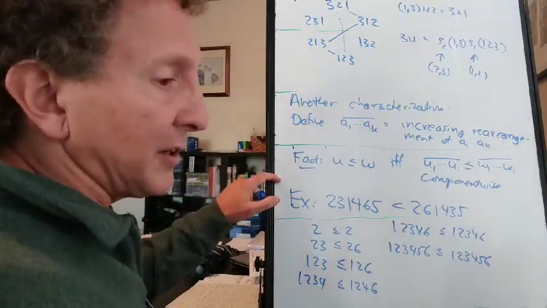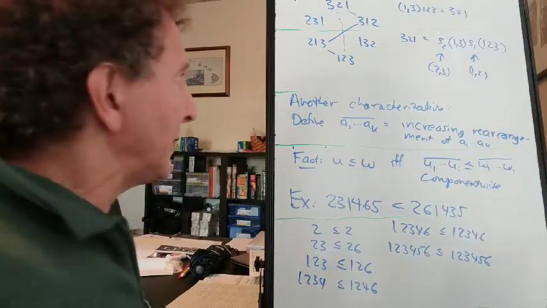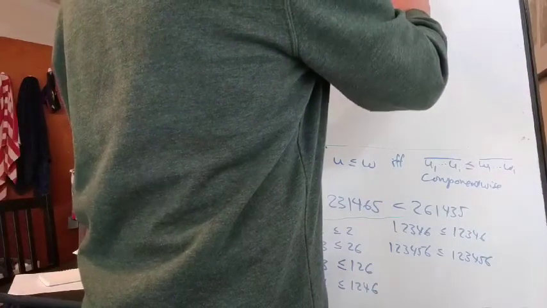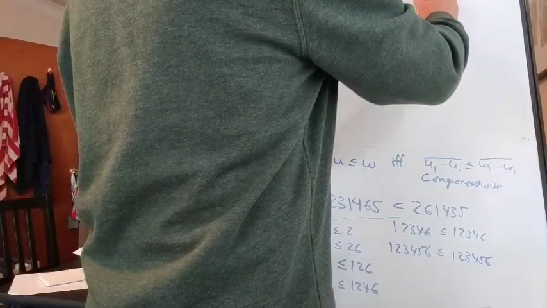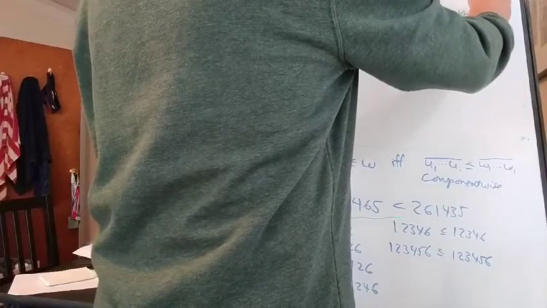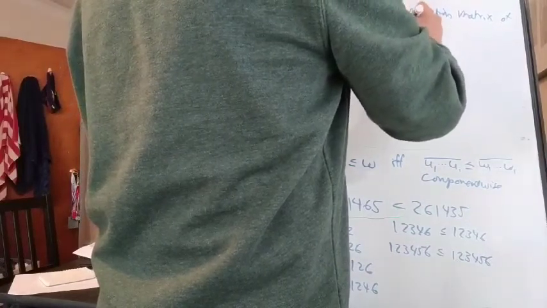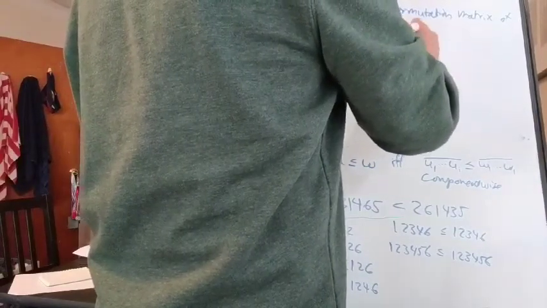So that's the 5th characterization. A 6th one involves the permutation matrices. So let's let P of W be the permutation matrix of W. That means P of W has entries Pij, where Pij is 1 if j equals Wi and 0 otherwise.